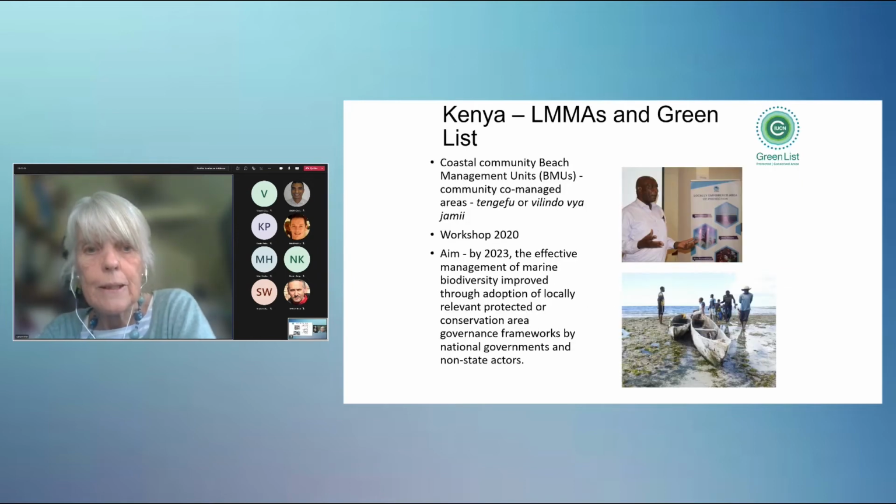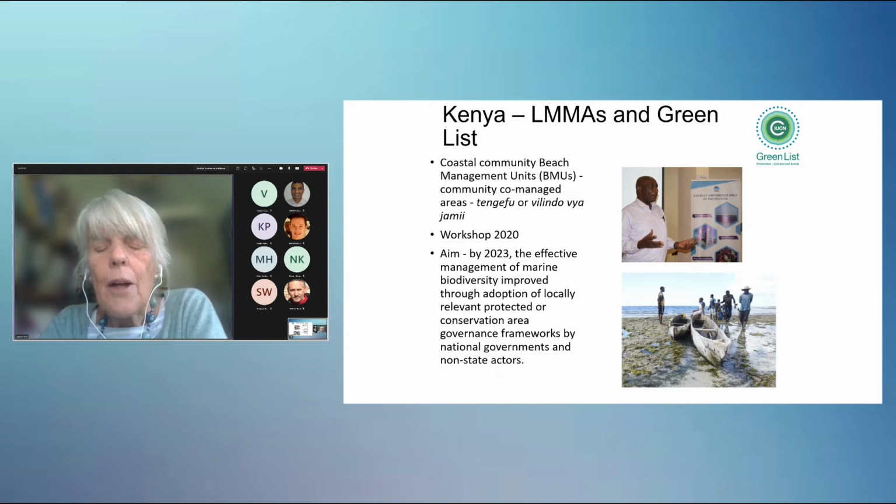Next slide, please. This is just to emphasize the LMMA aspect of MPAs and the importance of developing approaches to including LMMAs in the Green List process and adapting the standard for their use. And a novel program is underway at the moment to start doing this in East Africa. Just the Kenya example. Next slide, please.